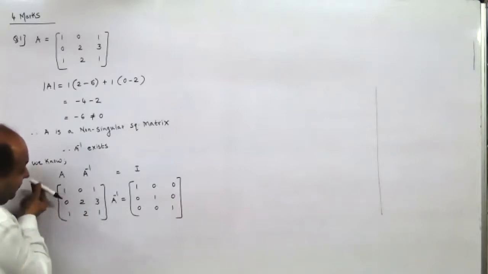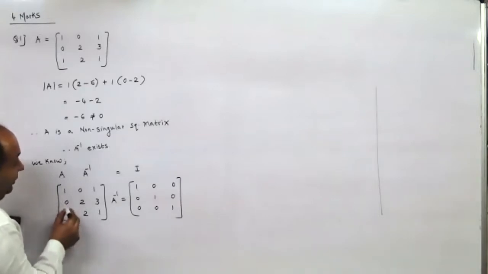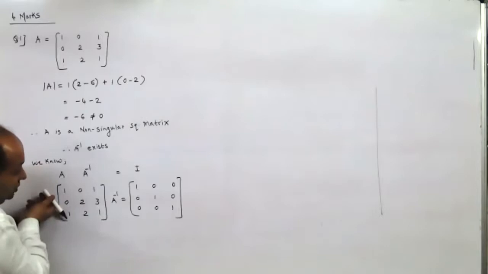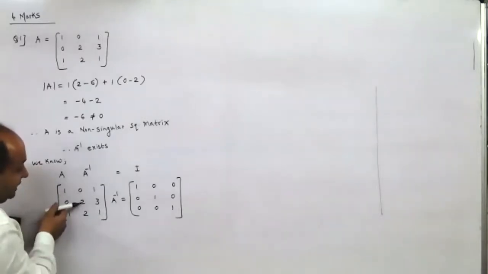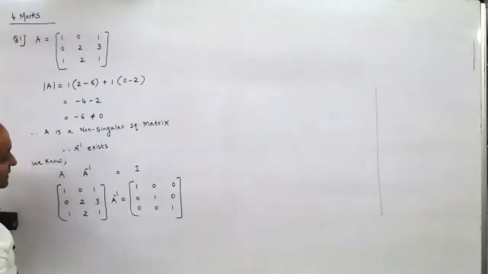While making 1, we'll make use of the elements below it. And while making it 0, we'll always make use of that 1. So to get 1, use any one of these two. After you get 1, make these two 0. Then make this 1. Using this one, make these two 0. Then make this one and using this one, make these two 0.